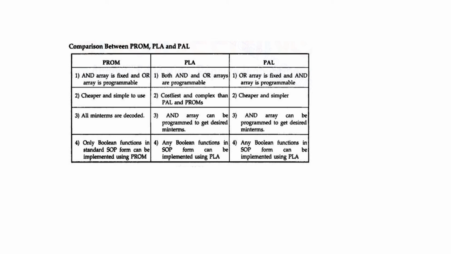Here I try to compare these 3 PLD devices, PROM, PLA and PAL. In PROM, AND is fixed, OR is programmable. In PLA, both are programmable. In PAL, OR is fixed and AND is programmable. This is cheaper and simple to use. This is costliest and complex. This is cheaper and simple. So in PROM, all minterms are decoded. Here the AND array can be programmed to get the desired minterms. Only Boolean functions in standard SOP can be implemented using PROM. In PLA, any Boolean function can be implemented. Here also any Boolean function can be implemented by using PAL.